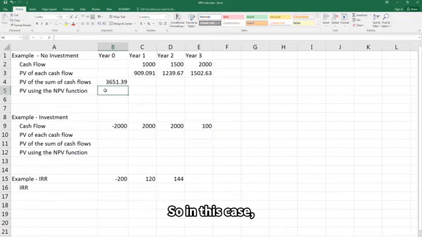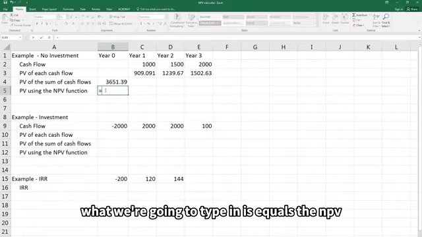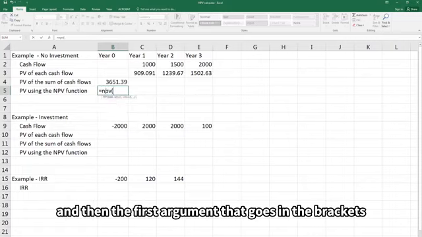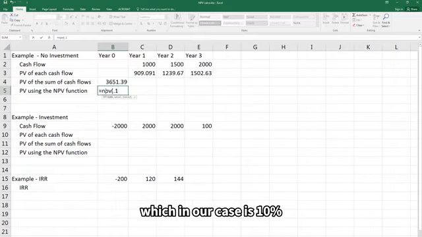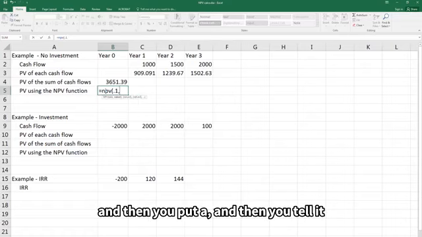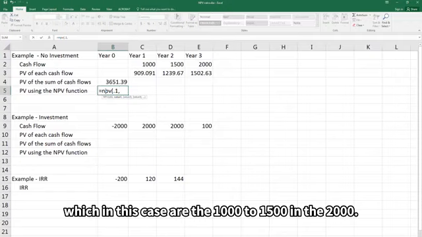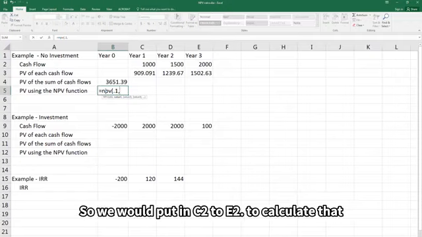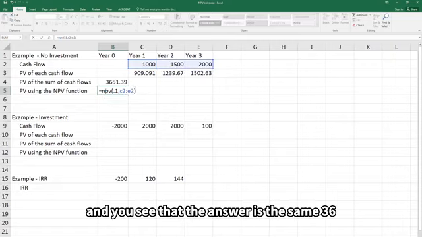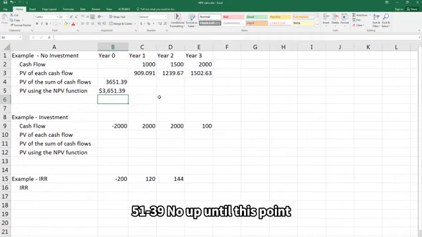Now, there's another way to do that that's a shortcut, and that is to use the NPV function in Excel. So in this case, what we're going to type in is equals the NPV, and then the first argument that goes in the brackets is the discount rate, which in our case is 10%. And then you put a comma, and then you tell it the cash flows that you're discounting, which in this case are the 1,000, the 1,500, and the 2,000. So we would put in C2 to E2 to calculate that, and you see that the answer is the same, $3651.39.